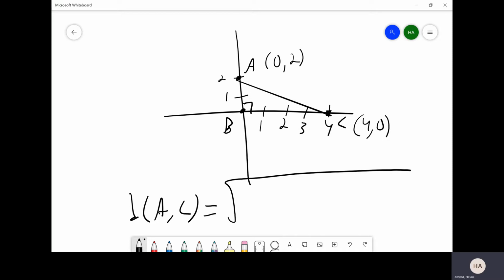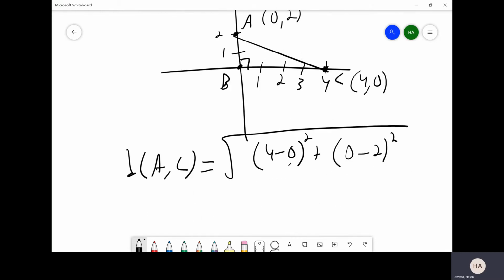And now all we have left to do is just plug in, right? So I'm just going to make C the components that go first. So that means I'm going to have 4 minus 0, 4 minus 0, right? The x component of A is 0. So 4 minus 0 squared plus, and now we have 0 minus 2 squared. 0 is my y component for the point C. And again, because we made 4 go first, we now also have to make 0 go first in the second parentheses. So we have 0 minus 2 squared.